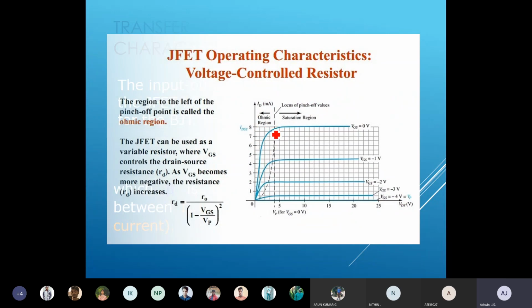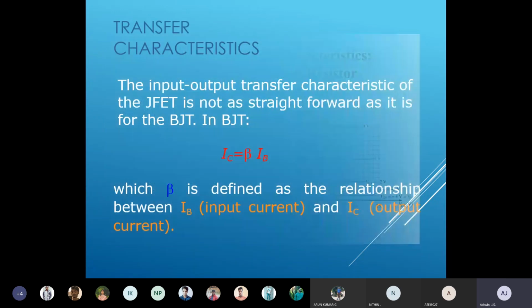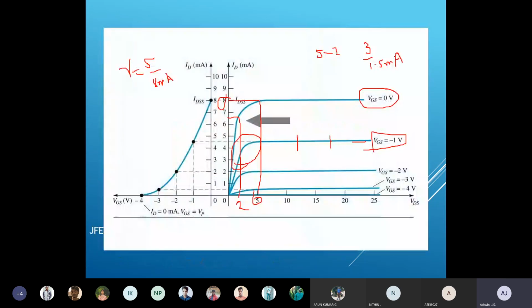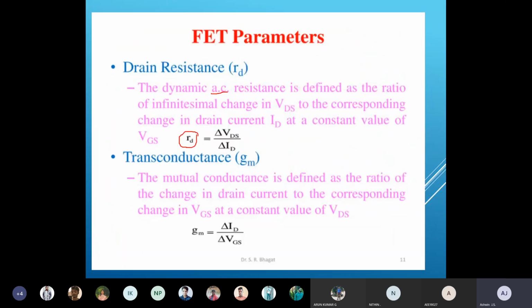Is that clear? All of you? So how are they calculating the resistance? I'm not going to calculate at the constant value. I'm going to calculate where there is a change. Okay. So the equation is del VDS by del ID.